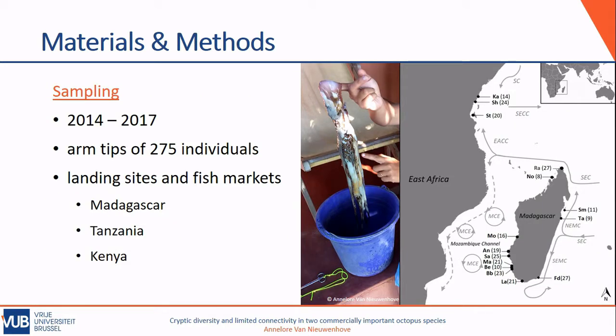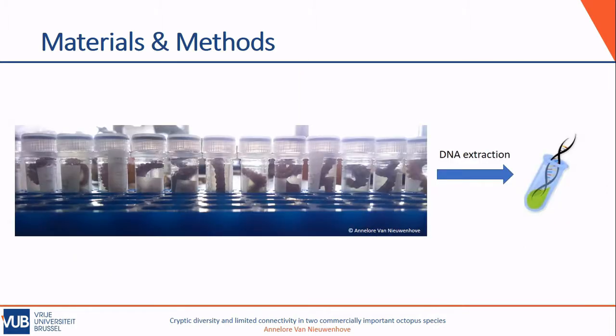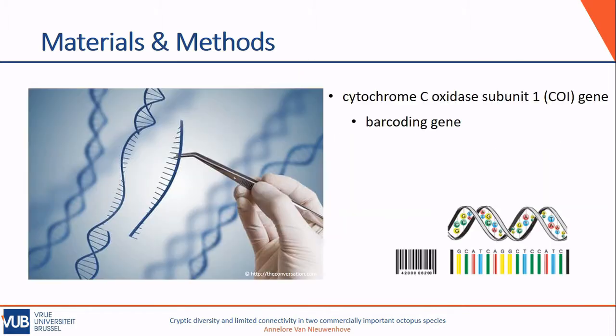So how did we do this? We collected arm tips of octopus on landing sites and fish markets at 15 different sites in Tanzania, Kenya, and Madagascar. From those arm tips, the DNA was extracted and a fragment of the mitochondrial cytochrome C oxidase subunit 1 gene, also known as CO1 gene, was amplified and sequenced.